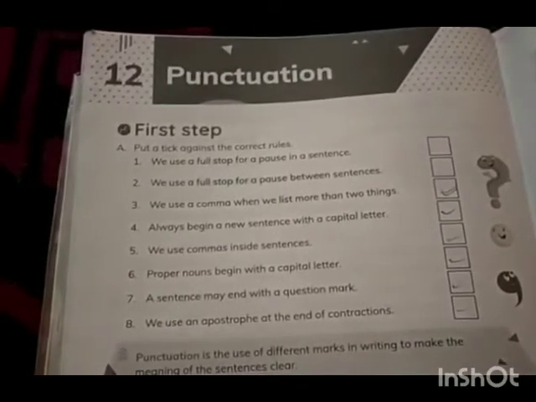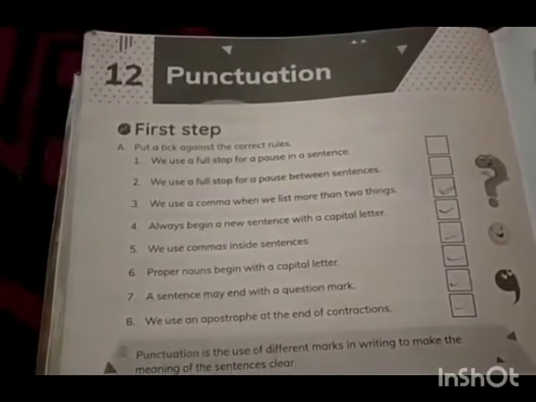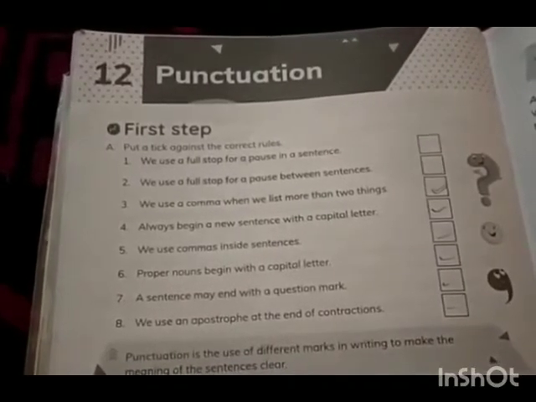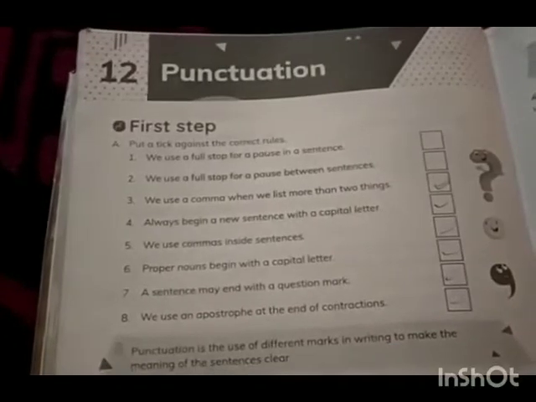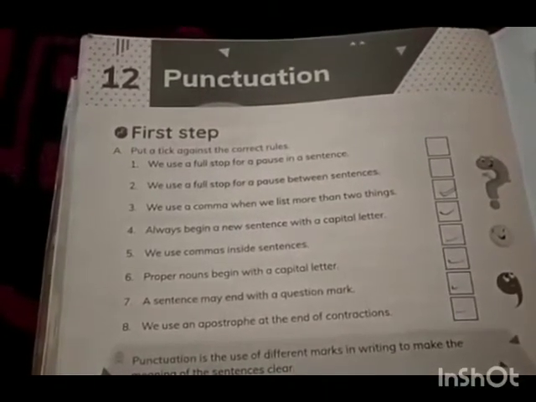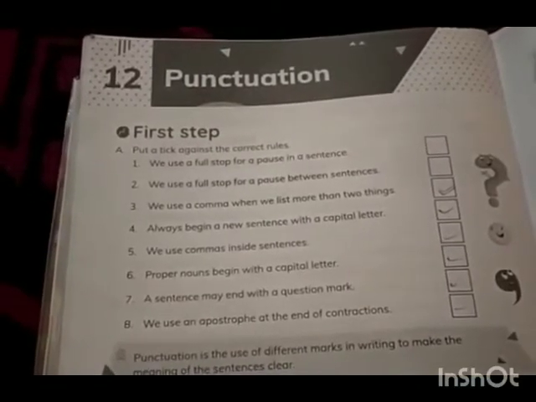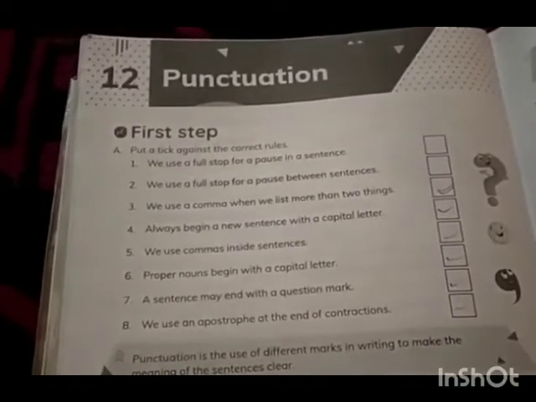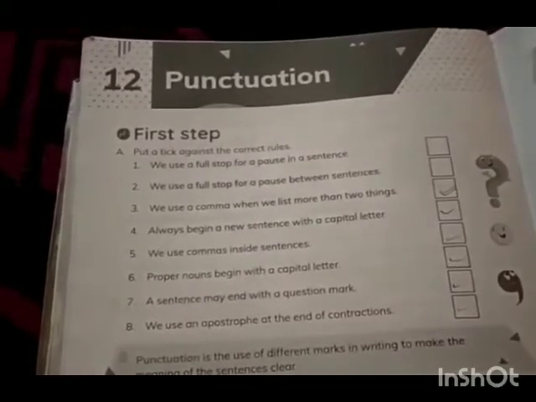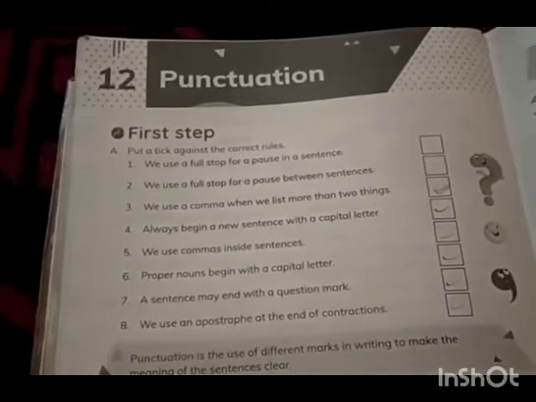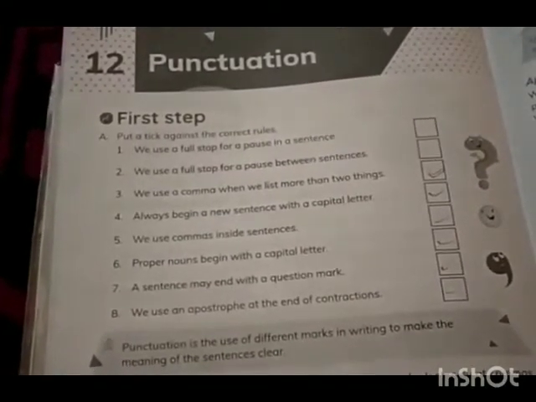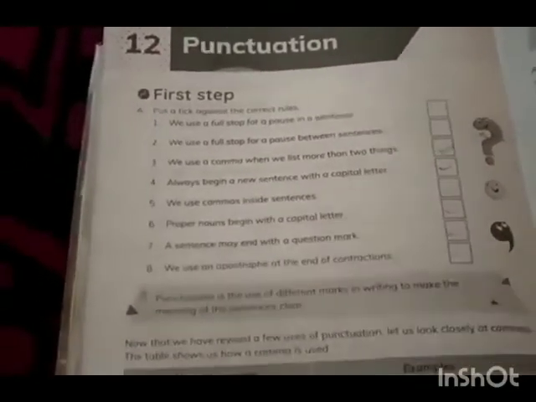Again, the same, always begin a new sentence with a capital letter. We have to remember that, and this is also right. So the next one, proper nouns begin with a capital letter. We all know that, and this is also right. So the next one is, a sentence may end with a question mark. So yeah, it may be, or it depends. So we use an apostrophe at the end of constructions. Yeah, that's correct. So I put that right there.